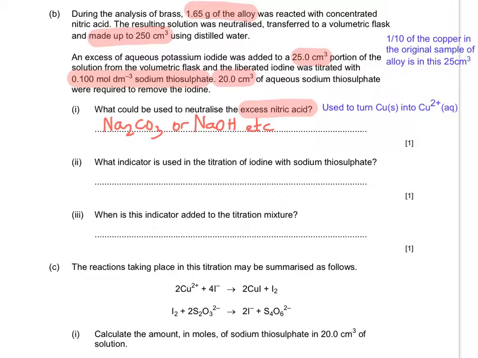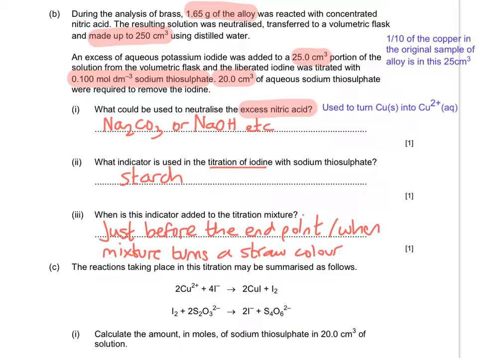It says, what indicator is used in the titration of iodine with sodium thiosulfate? And remember we said that iodine reacts with starch. We spent some time talking about that in the last screen, didn't we? So that's what we can put in here. It's added as the colour of the iodine starts to fade. To give a clearer endpoint than a rather slow fade from blue-black to straw, when it turns a straw colour, just add the starch at that point.